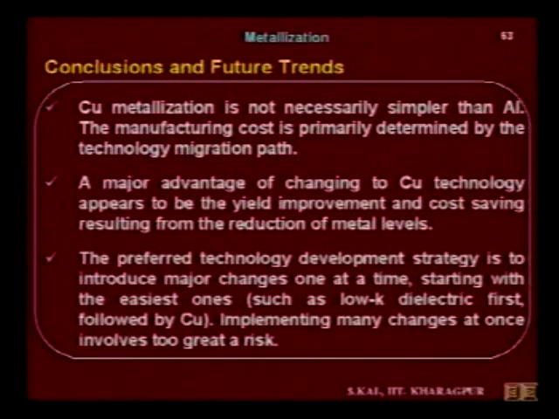And the last one, the preferred technology development strategy is to introduce major changes one at a time, starting with the easiest ones such as low-k dielectric, then followed by copper. Implementing many changes at once involves too great a risk because we are aiming for lower RC. The C has to be lower, and R has to be lower, RC delay. So lowering C requires low-k dielectric, and lowering R, you require copper instead of aluminium. So if you attack the problem at the same time, low-k dielectric and low resistivity metal film, it will be a difficult problem. So a better suggestion is to attack one by one.